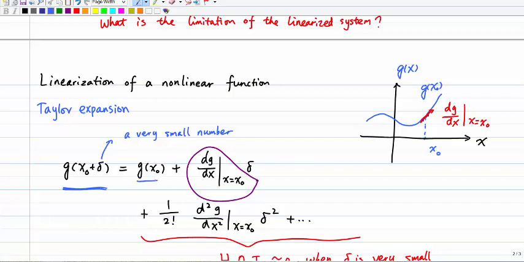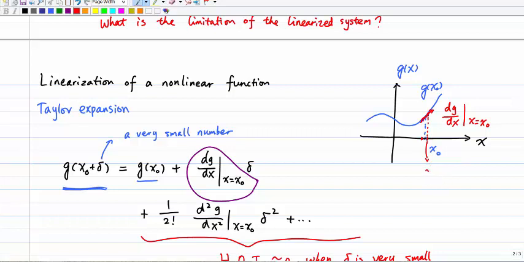The Taylor expansion says, if I just deviate a little bit from this x0, for example this new point here, very close to x0, in a neighborhood of x0, then even if it's a nonlinear function, I can approximate it. If I want to figure out the value of g of x at this very tiny deviation, this point is g of x.